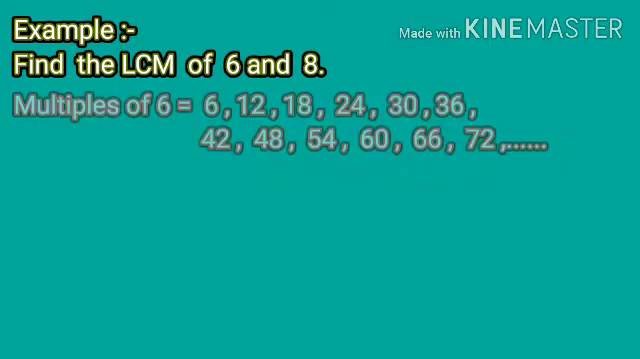First, the multiples of 6. What are the multiples of 6? You have learned in the previous class what the multiples are. That is multiplication. Okay, multiples of 6 are 6, 12, 18, 24, 30, 36, 42, 48, 54, 60, 66, 72 and so on.